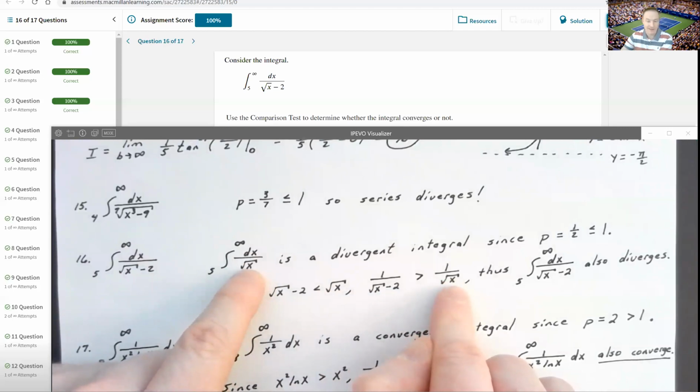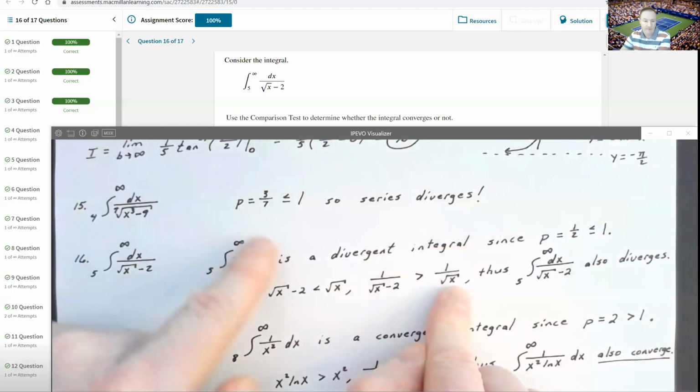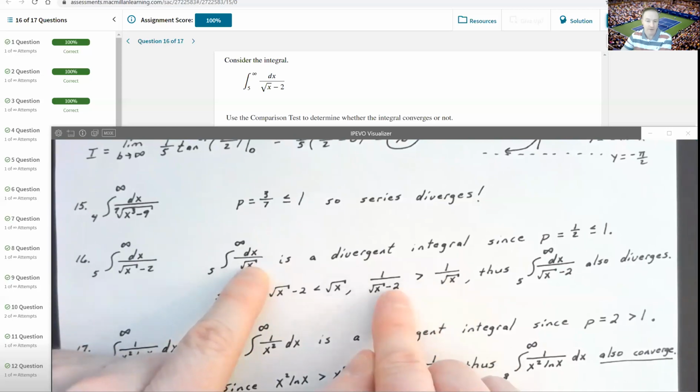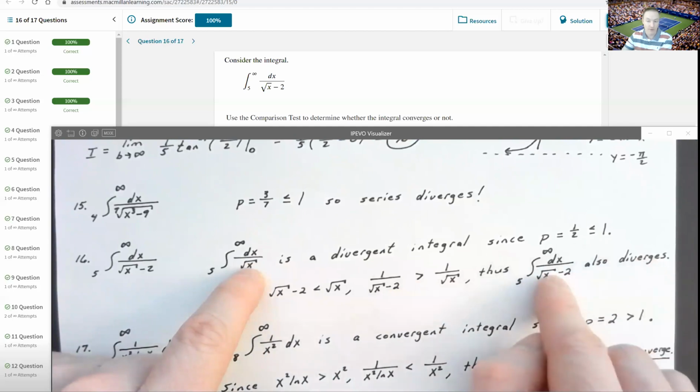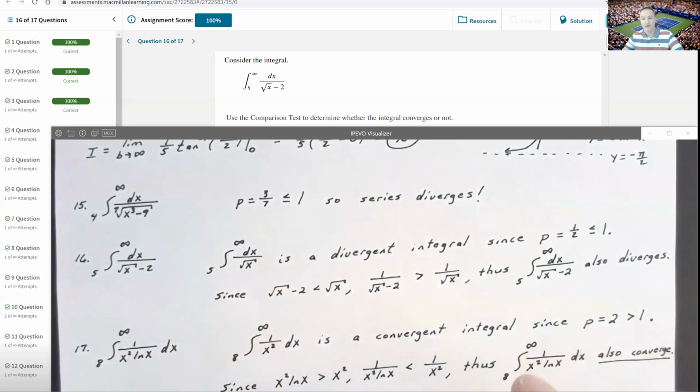Well, this fraction is an integral of a p series with p equals 1/2. Thus, it diverges. That means it goes off to infinity. So if that goes off to infinity, and I have conclusively shown that this fraction has to be larger than that one, then our function, or the integral of our function, also must diverge or go off to infinity.